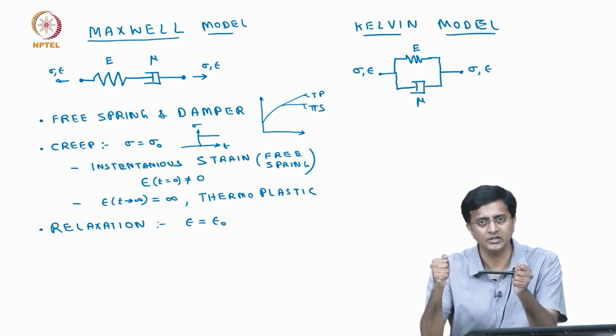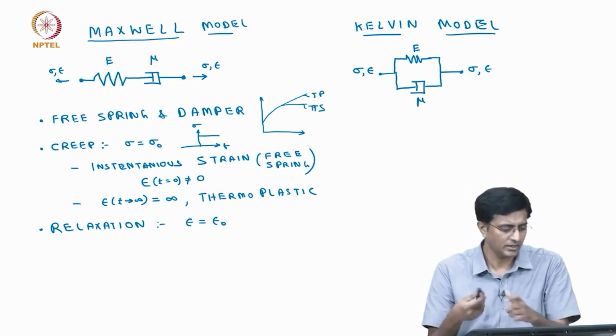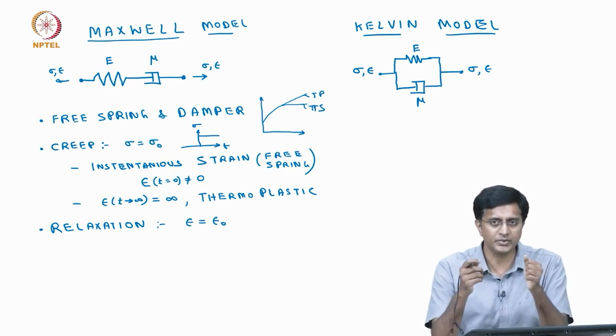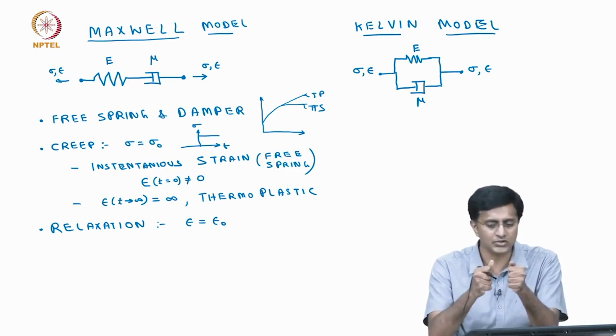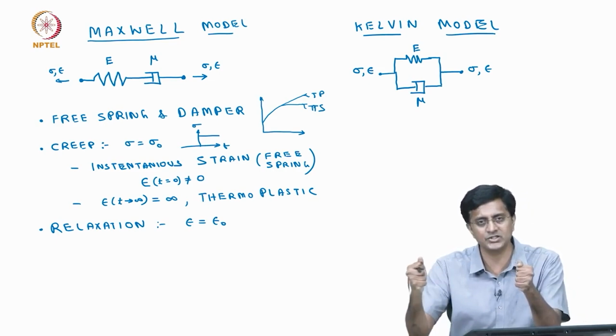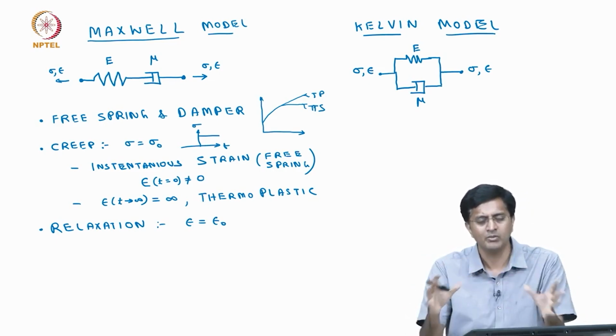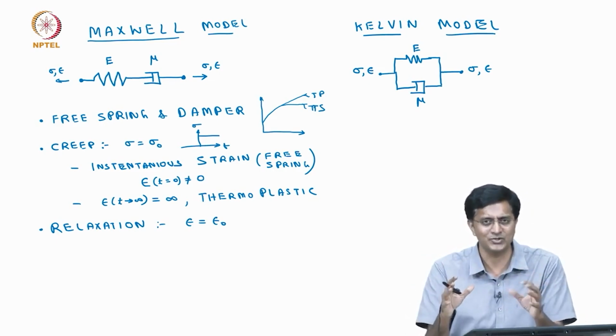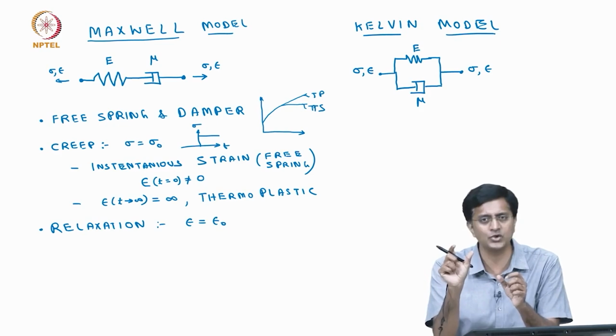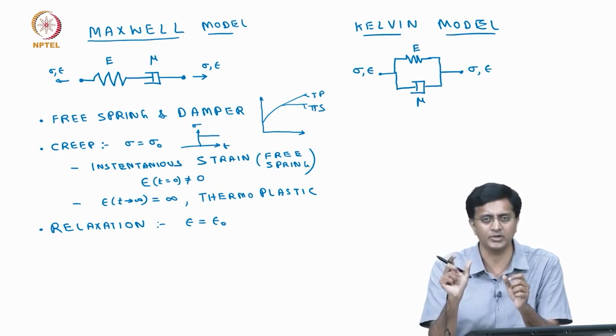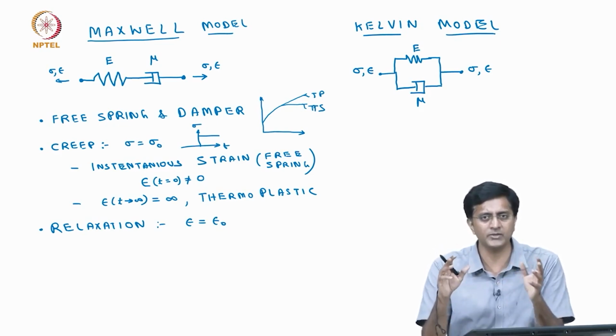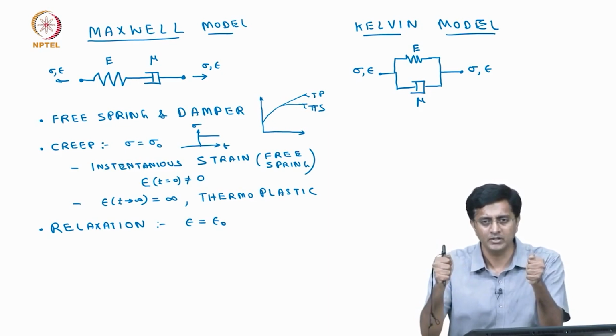Initially we get stress because of, again, the spring, because the spring is the one which gives all the instantaneous deformation you give. The damper will not budge initially, which means there is no strain coming from the damper; all the strain is coming from the spring. Okay. That is what happens at time t equal to 0.